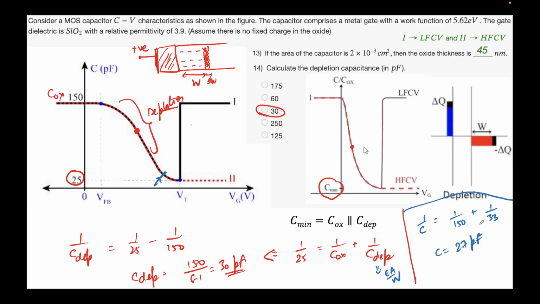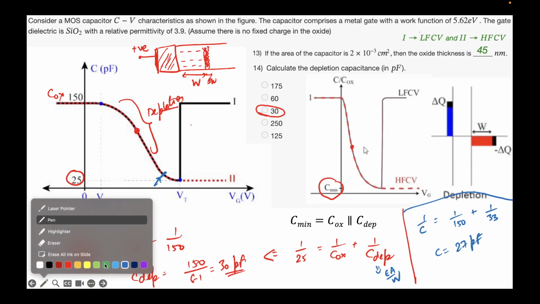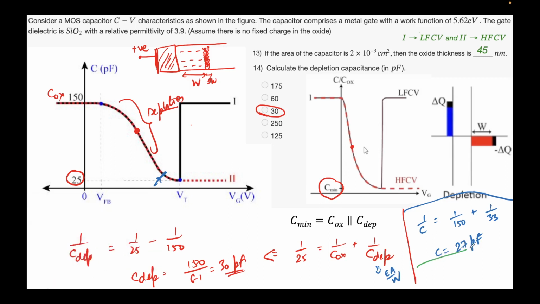If C dep increases, this point will keep on moving in this direction. Okay, and now on the other side, let's reduce the depletion capacitance. I'll denote it in green color. So if we reduce the depletion capacitance, again, let's say by 10%, okay, 1 over C will be 1 over 150 plus 1 over 27. Let's see what kind of C minimum we get in that case.